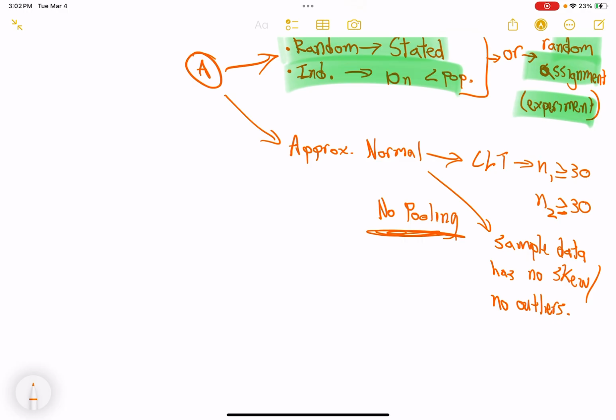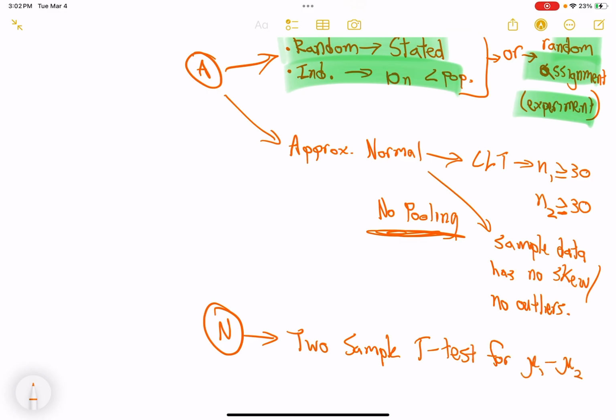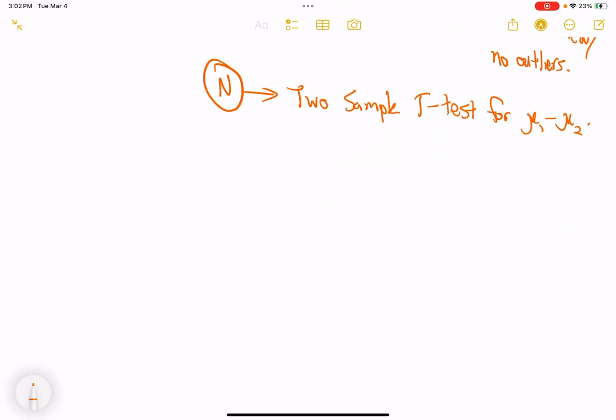We should have that down. Our assumptions have been met. Now we're on the N from PHANTOMS. What do we do? We name it. It is a 2-sample t-test for mu1 minus mu2. Do not forget that, and do not forget how to present that.